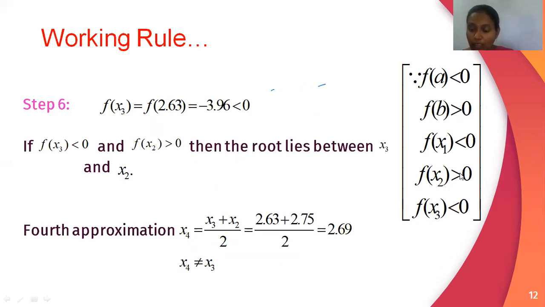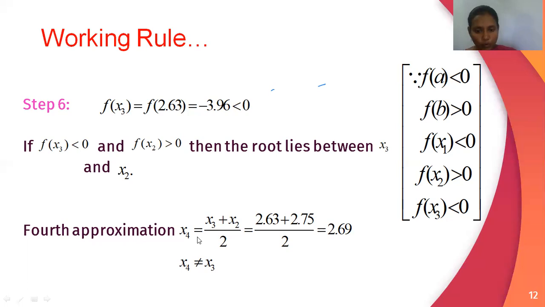So that means the root lies between x2 and x3. One point we have to remember in this bisection method: always take the opposite functional values. Check with the before approximation. If suppose x3 and x2 have the same sign, then go to the before approximation x1 value. Check the functional value. Is it opposite sign or same sign? This is the procedure we have to continue to get the approximations.